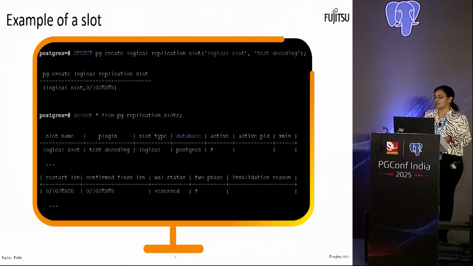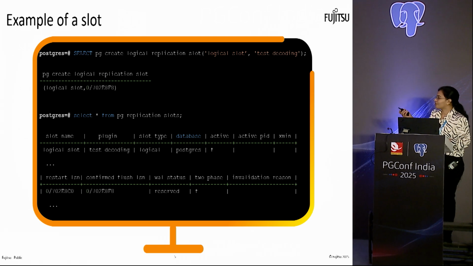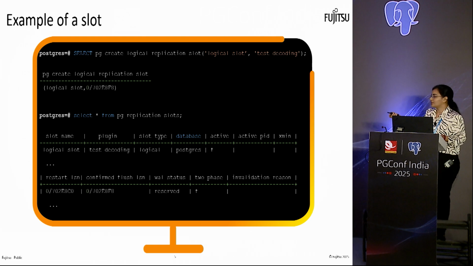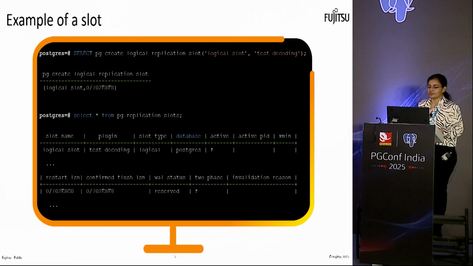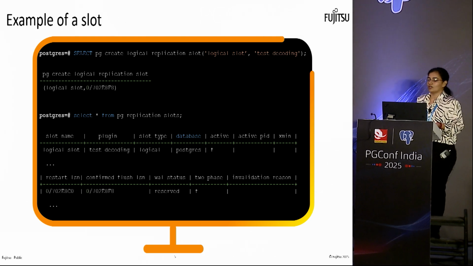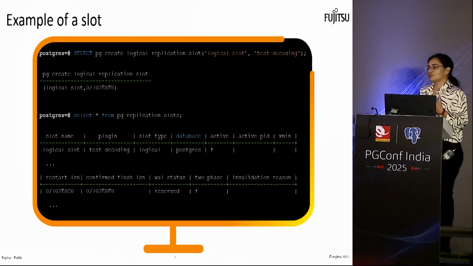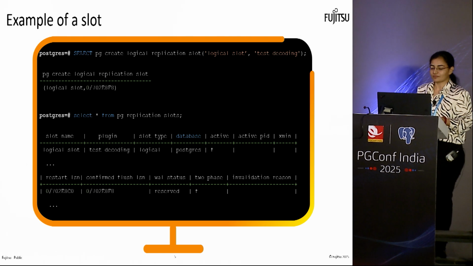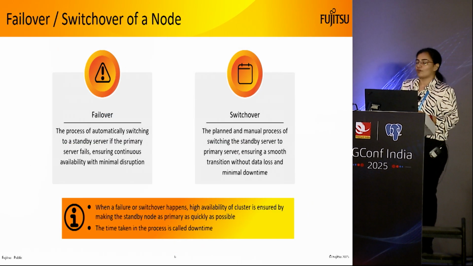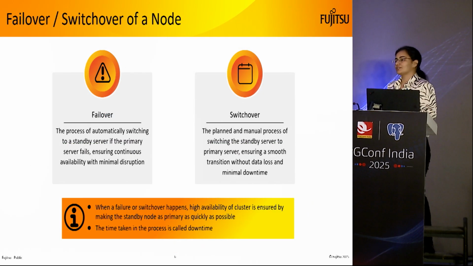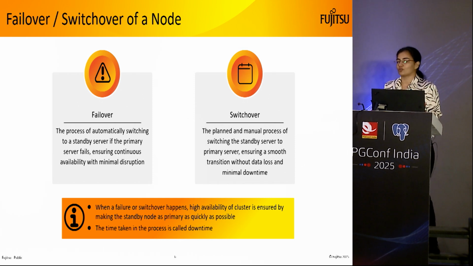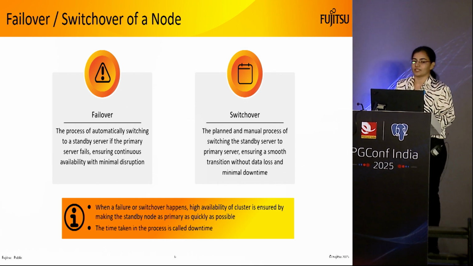There are other properties also, like invalidation_reason. If it is non-null, that means the slot is invalidated with the given reason. So this is how a slot looks, and we need slots for logical replication. Now we have a fair idea of logical replication and how slots are an important part of it.